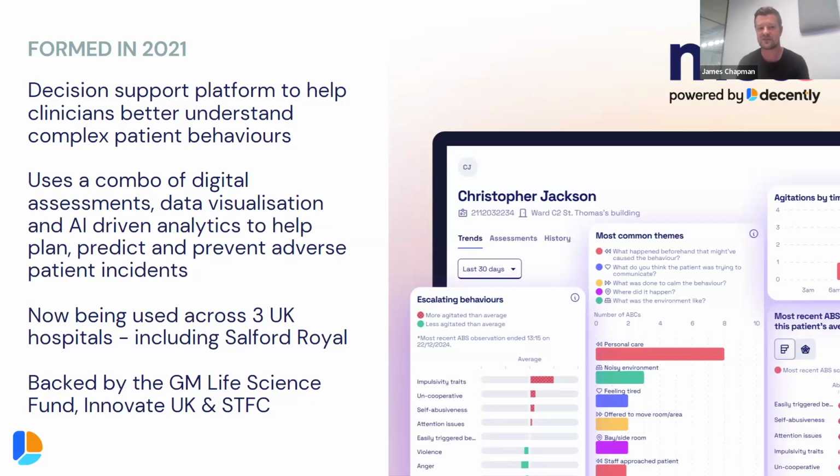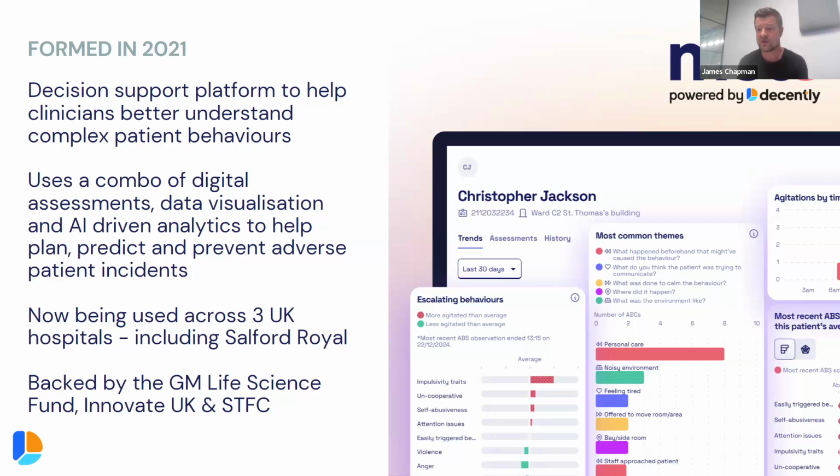to conduct assessments, to look at that data, to look at those trends, and to use some AI tools to ultimately make that data more accessible and actionable, but to plan and predict where they can make a difference to stop escalating behavior patterns getting in the way of someone going through their rehab journey.